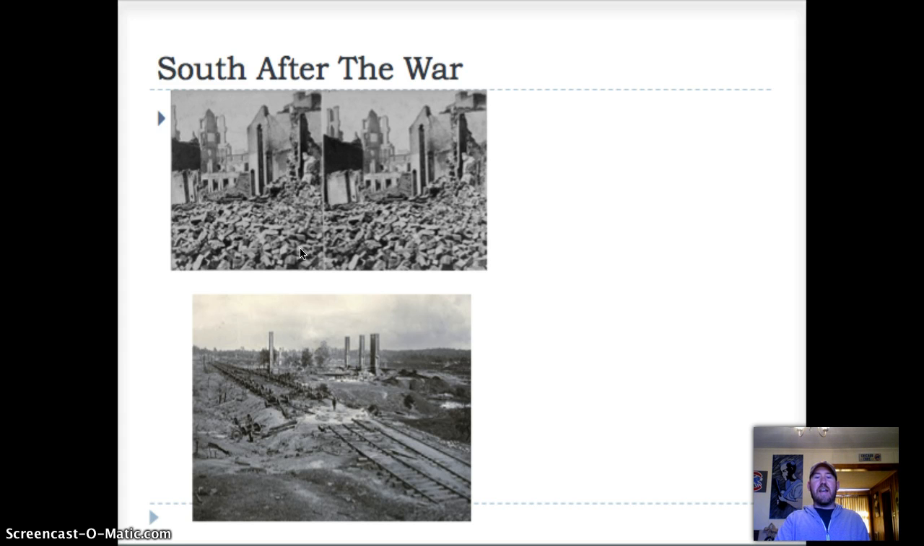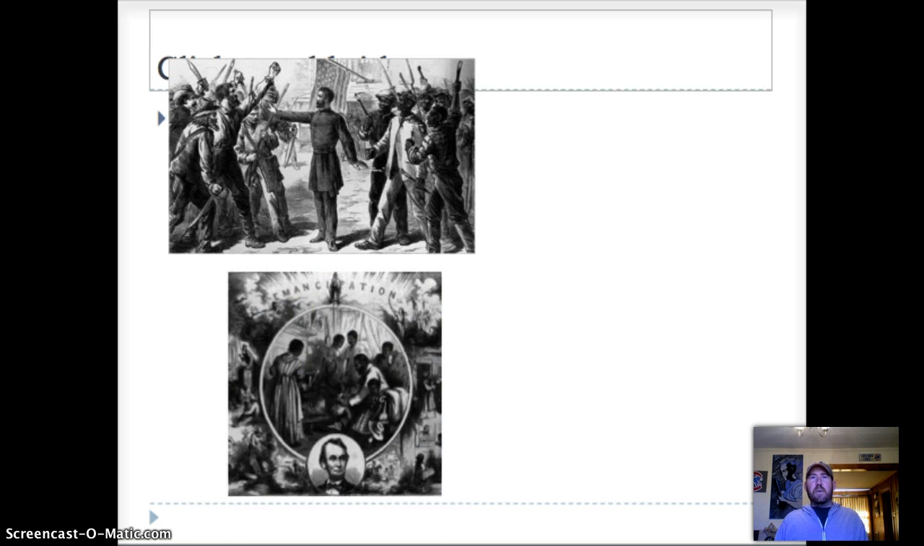So when you combine that with the political aspects of getting them back into the Union, along with the problems having to do with integrating ex-slaves into society, there's a lot of things that are going to be going on during this time period. So before we even get to the plans for Reconstruction and how we're going to do it, let's take a second and look at some of the difficulties that newly freed blacks were facing when they're in the South. And the best way to do this is put yourself in their shoes.